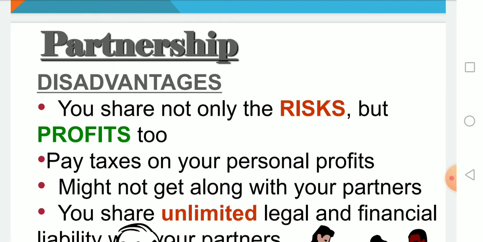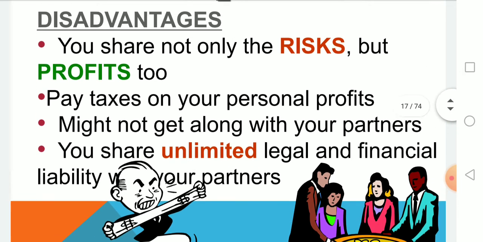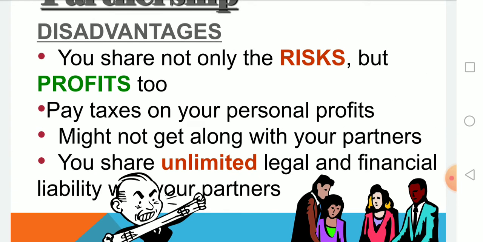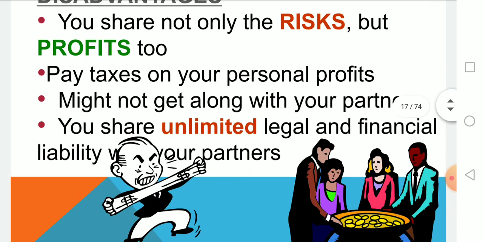We have some disadvantages here also, yes, of course. You share not only the risks but profits too. So when I share the profit with you, this means that I'm going to minimize my profit, and I pay taxes on my personal profits. You might not get along with your partners. You may have quarrels, you may have different ideas with your partner, and you share unlimited legal and financial liability also with your partners.